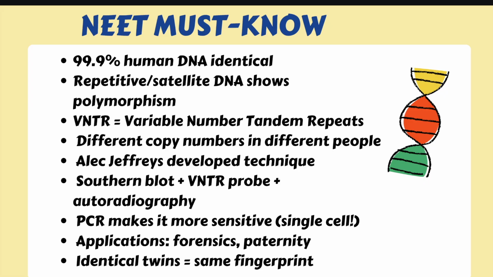The traditional method uses Southern blotting with radioactive VNTR probes and autoradiography to reveal a specific banding pattern. Today, PCR has made it so sensitive that even a single cell is enough to solve a crime or settle paternity disputes. Remember, only identical twins share the same DNA fingerprints.